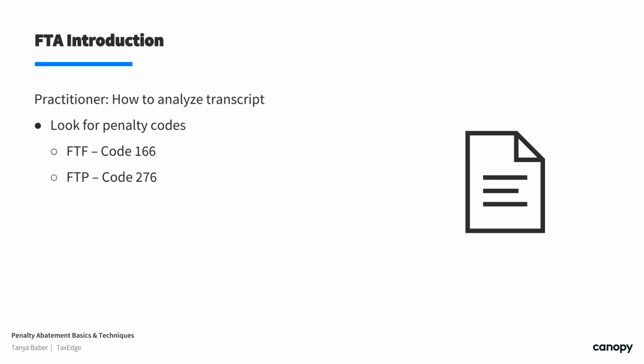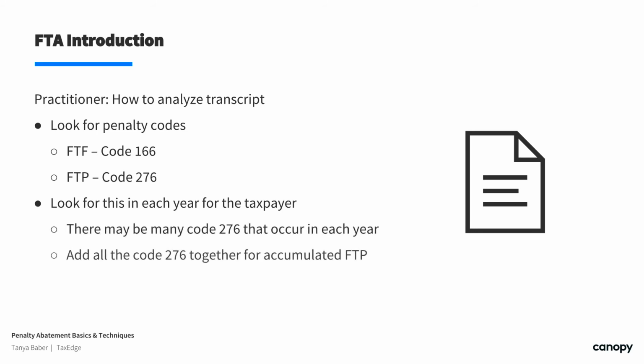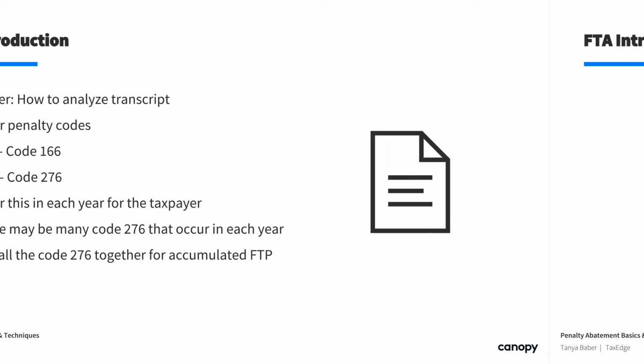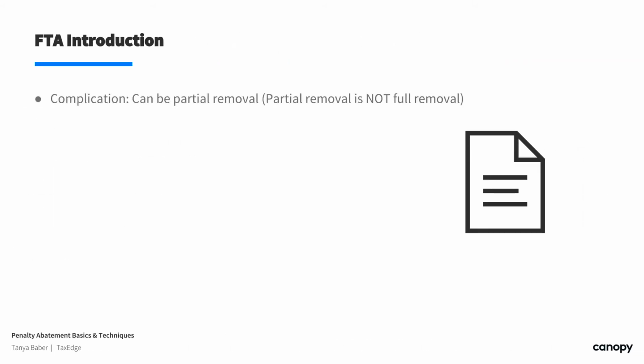So we know failure to pay, because it's a 0.5% per month, it can go for 50 months. There could be a lot of those in that tax year. So you got to add them all together and figure out how much total failure to pay. Add all your 166s together, find out how much failure to file, and so forth. And then you're going to compare all those different years across the board and say, okay, which one is my better one?